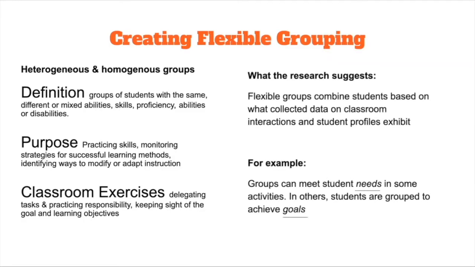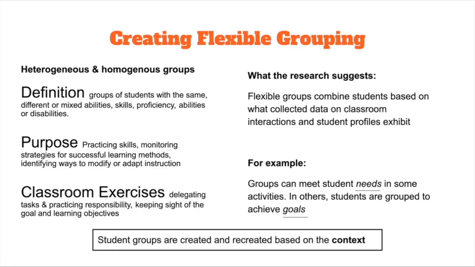The purpose for that is to help students in 2 different areas. At the bottom right-hand side of the screen, it says groups can meet student needs. Certain groups will be created to meet those challenges or to meet those gifted level students. And other groups would be to achieve certain goals, such as learning goals or project goals. So the purpose of flexible grouping is to create both heterogeneous and homogeneous groups that would in turn meet their needs. Students are grouped and recreated based on the context of what they're learning.